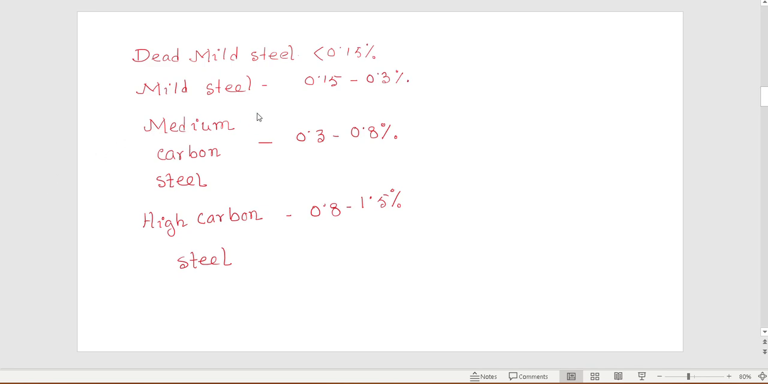Now I have not yet spoken about the carbon content, but it is the most primary product for varying the ductility. In dead mild steel the carbon content is 0.15%, and in case of mild steel 0.15 to 0.3%. Medium carbon steel is 0.3 to 0.8%, and high carbon steel 0.8 to 1.5%.